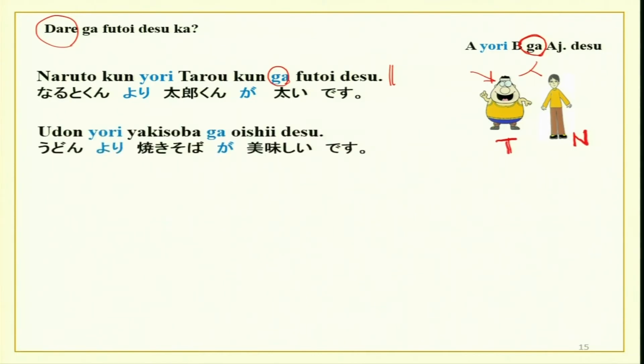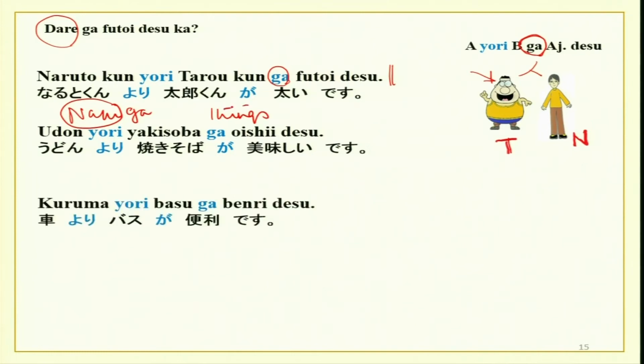Then udon yori yakisoba ga oishii desu. Now, what should be the question word? Well, the question word is nani ga. Nani, because we are talking about things. Now, kuruma yori basu ga benri desu. So, nani again? Nani ga benri desu ka? Or dore ga benri desu ka? Which one of the two? Benri desu ka? Convenient desu ka?